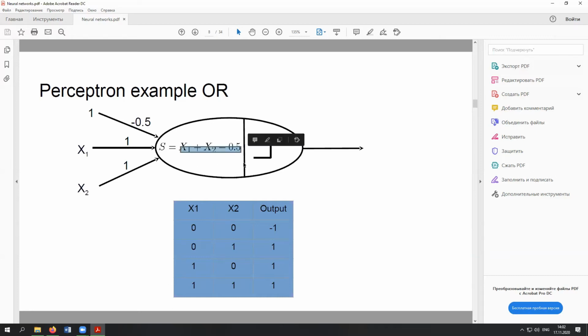If we have this function, then just by creating this kind of table, we will see that we get exactly the output that we wanted. Yes, 0, 0 minus 0.5 is negative. If at least one of them is 1, then it will be positive. Yep, and then we have exactly the output for OR that we expected.